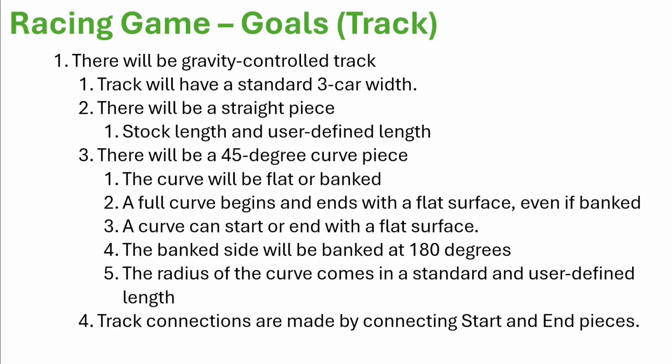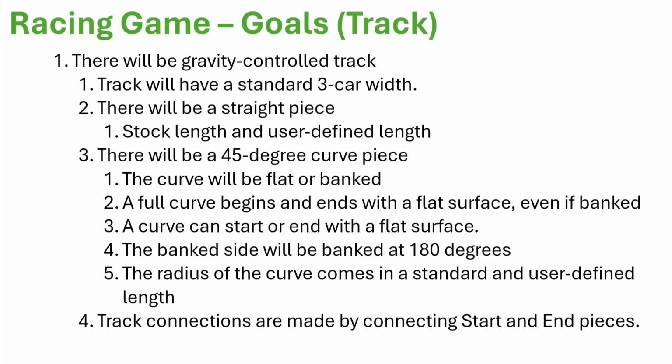It's going to have a standard 3-car width. That should give plenty of room for people to be able to pass on. There's going to be a straight piece, and it will have both a stock length plus a user-defined length. There will be a 45-degree curve piece. Now, to be honest with you, I wrote this out thinking these are my goals, but as I was writing out how the track definitions were done, as you'll see here shortly, I've actually kind of abandoned this particular thing.